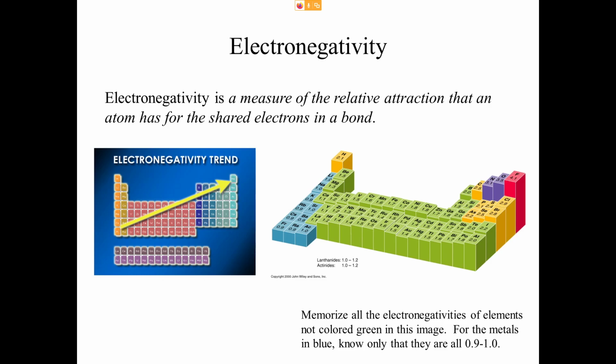Hydrogen, I want you to know, is 2.1. And then I want you to know the other elements we're going to talk about almost all the time: carbon, nitrogen, oxygen, fluorine, across that second row. And you can just step up the scale. It's 2.5, 3.0, 3.5, 4.0. Those are the ones I want you to know.